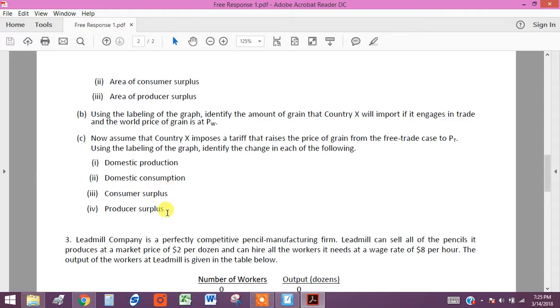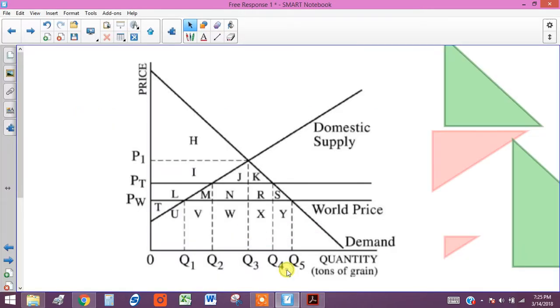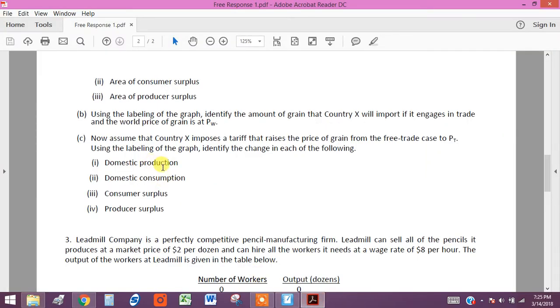Now, this is a little bit tricky because we're saying a change from the world situation. So what is the world situation, and how is it going to change? Let me just jump back to make sure I'm answering everything. So we want the production, the consumption, and the surpluses.